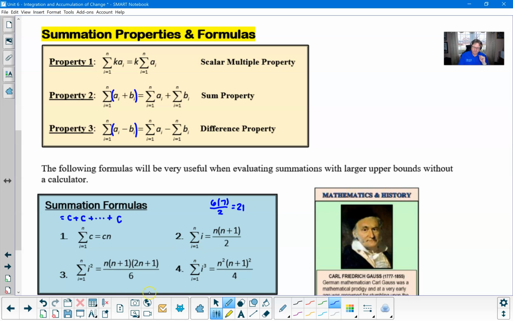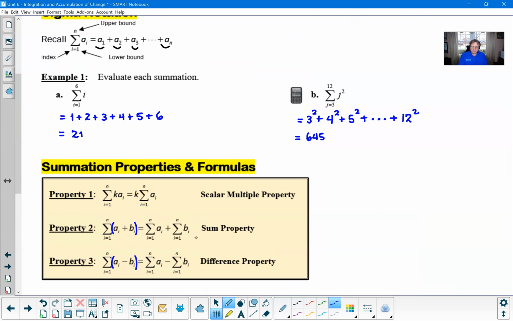Now note, all of these formulas only work if the lower boundary is a 1. So that means if we were going to do our example B, we'd have to be a little bit more clever. And I think I have an exercise in the skill builder that will use that idea that I want you to think through.